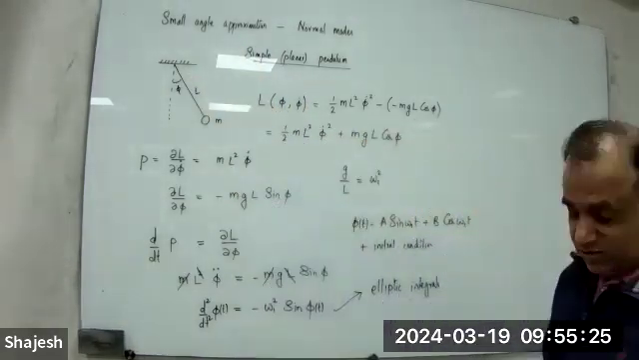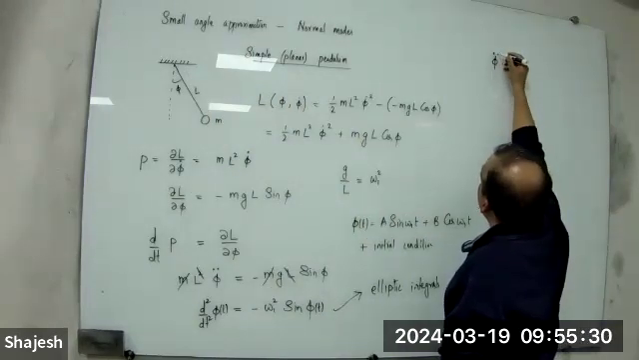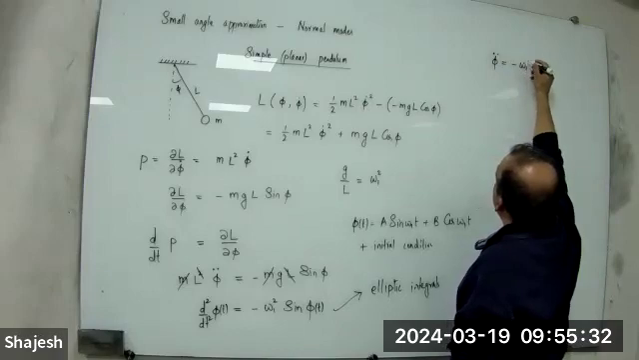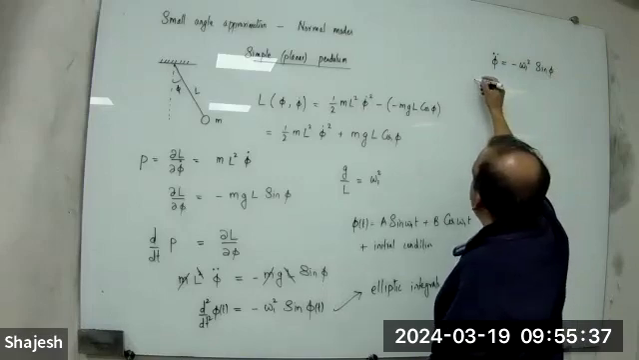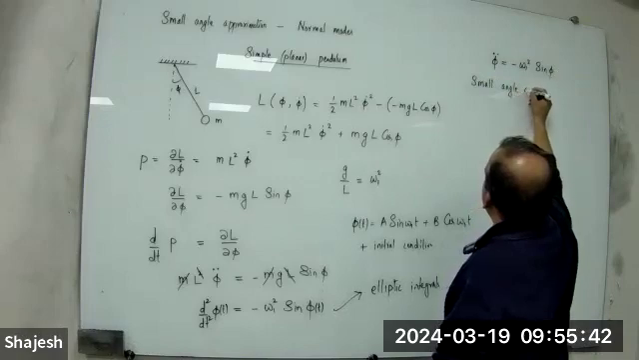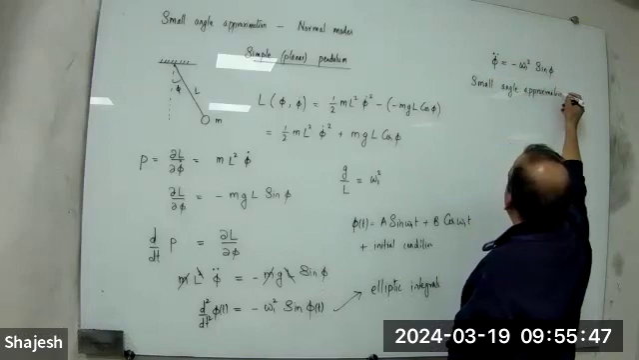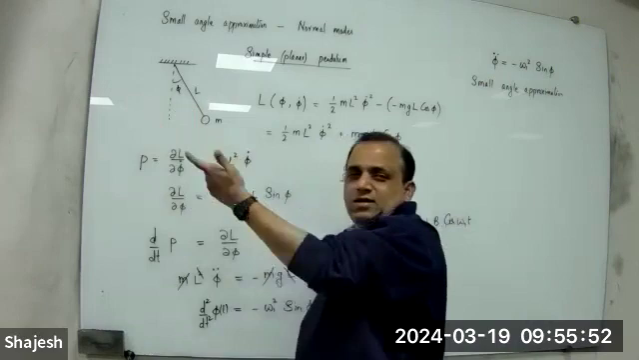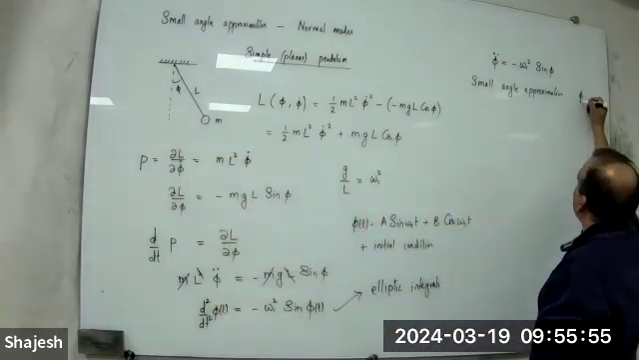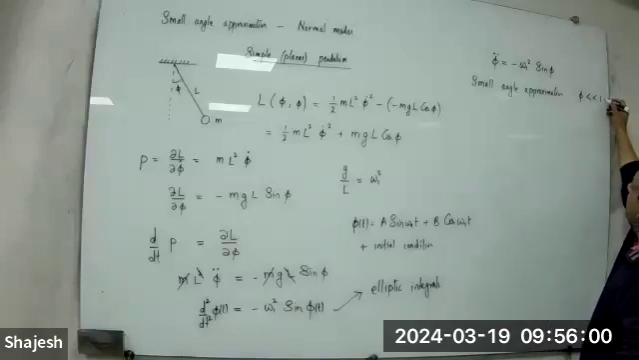So the next step, this is the equation. Let me write this again. So phi double dot is minus omega 1 squared times sine of phi. Use small angle approximation. The small angle approximation says that you keep your phi very small. Let's say phi is small compared to 1, right? And this 1 means 1 radian.